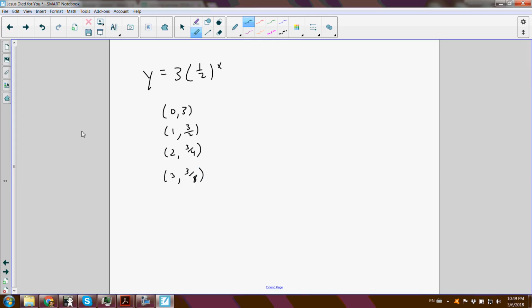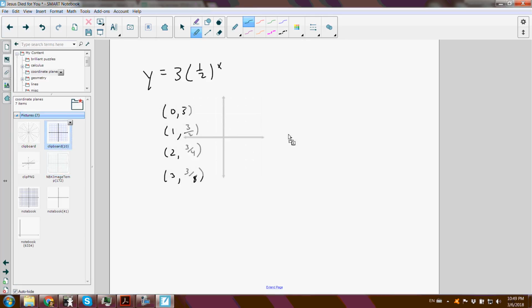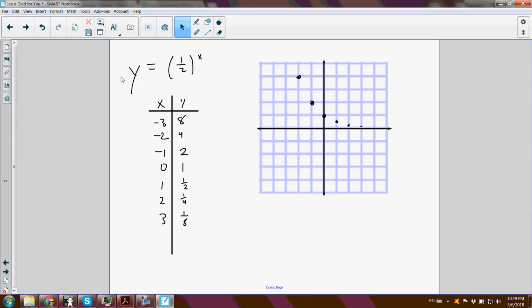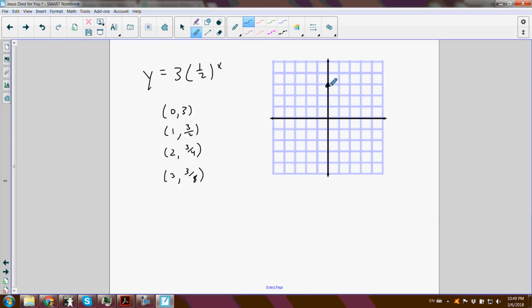This is still going to have the same shape as the other graph, but instead of going through 0, 1, it'll go through 0, 3. 0, 3; 1, 3/2; 2, 3/4; 3, 3/8. Still going to have the same general shape. -1 would be 3 times 1/2 to the -1 power. 1/2 to the -1 power is 2 to the first power. So 3 times 2 would be 6. So that would be up here. So still the same general shape. And this is what an exponential decay graph looks like.